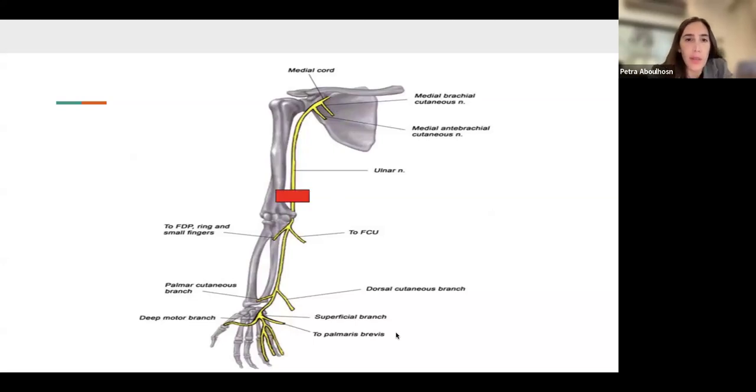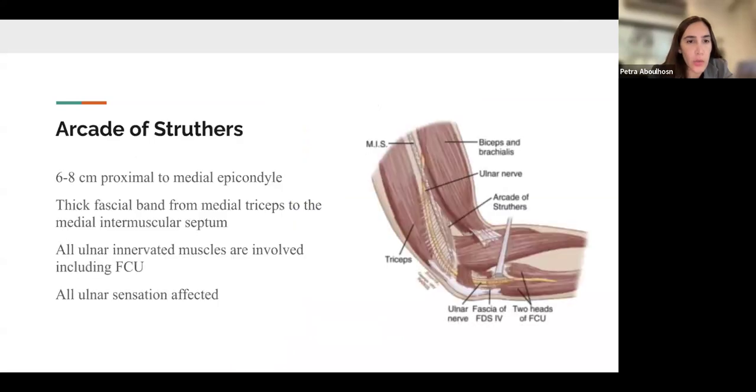Starting from here, an insult in this area is usually from the arcade of Struthers. This is about 8 centimeters, usually proximal to the medial epicondyle. It's a thick fascial band that usually arises from the medial triceps all the way to the medial intermuscular septum. You can see here the ulnar nerve is passing through it.